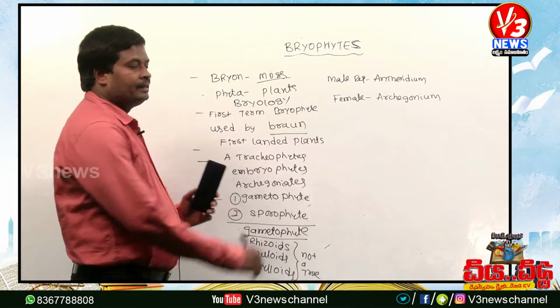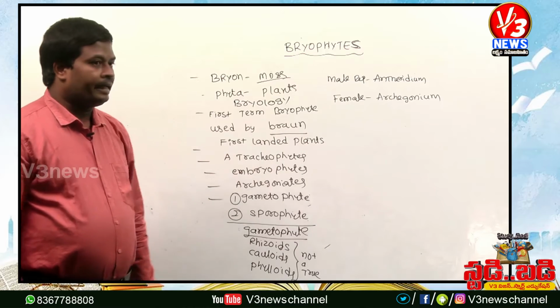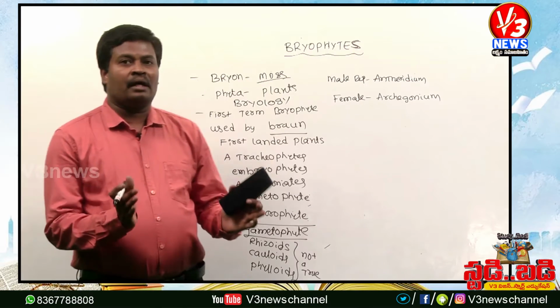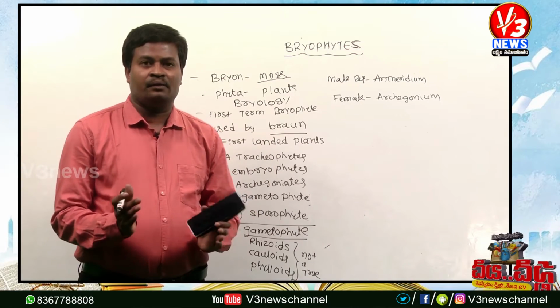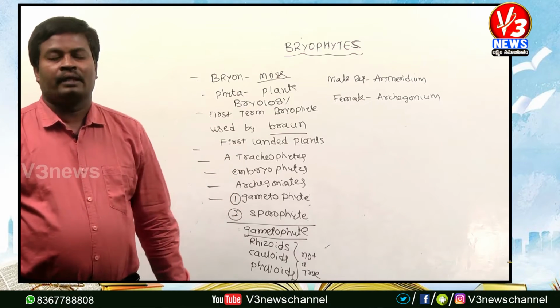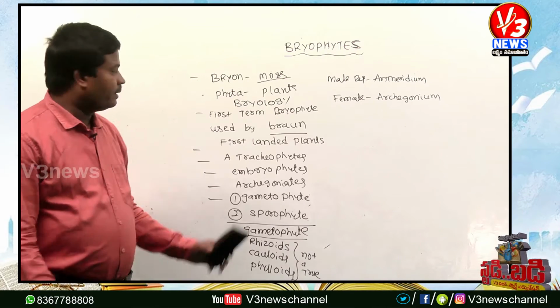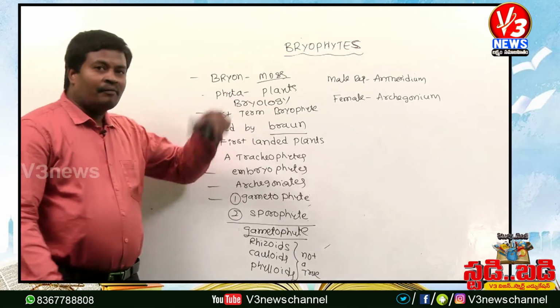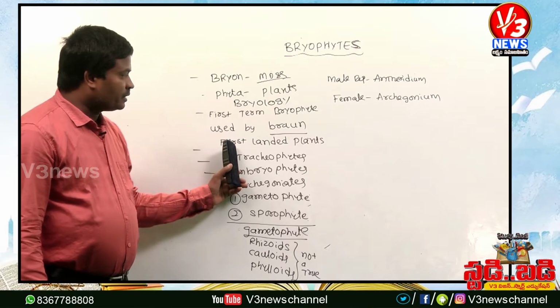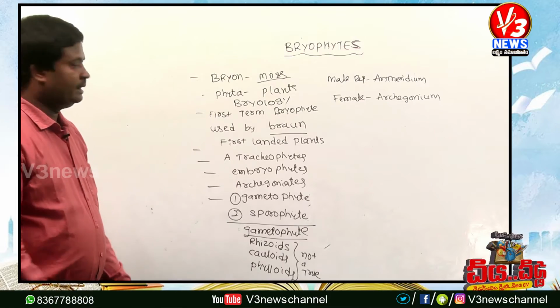Bryophytes, as we have already discussed in the previous talk, are the first landed plants. It means that in the course of evolution, before the bryophytes came the algae, whose habitat is aquatic. So after algae, the first landed plants are called bryophytes.